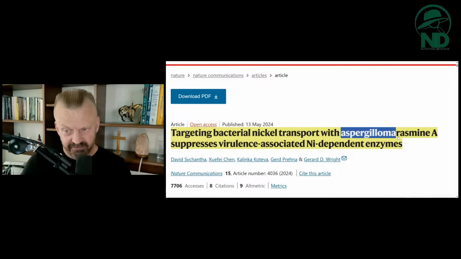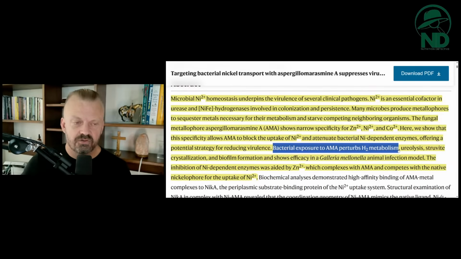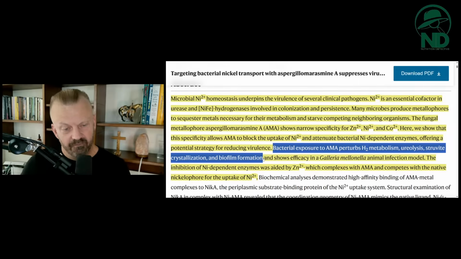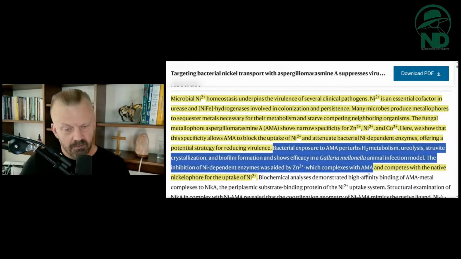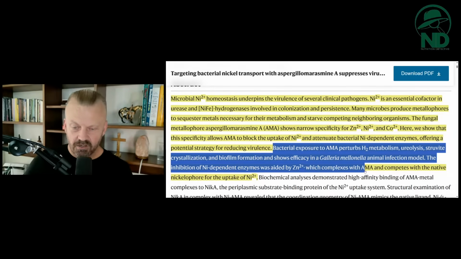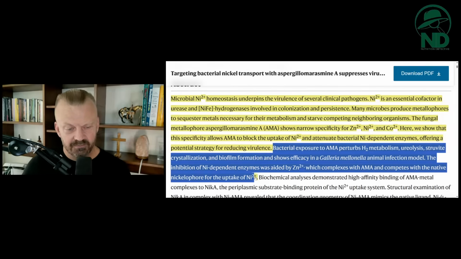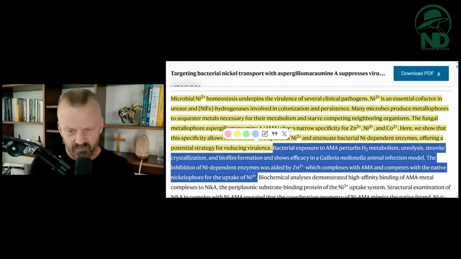This would be made by Aspergillus. Bacterial exposure to AMA perturbs hydrogen metabolism, ureolysis, struvite crystallization, and biofilm formation, and shows efficacy in a Galleria mellonella animal infection model. That was the moth larva. The inhibition of nickel-dependent enzymes, let's pay attention here, folks, was aided by zinc, which complexes with AMA and competes with the native nickel for the uptake of nickel. Zinc inhibits nickel absorption. Zinc inhibited nickel-dependent enzymes.